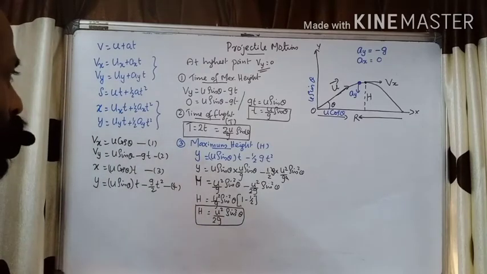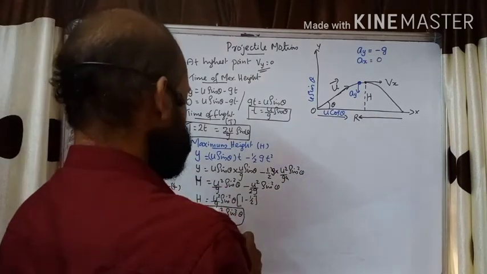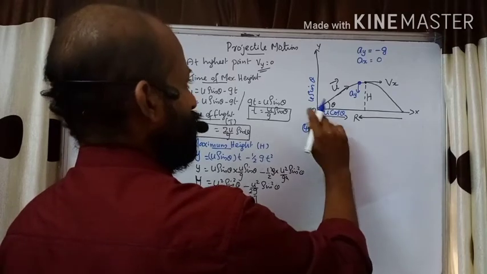Now we have another equation: range. Range is the maximum horizontal distance. So I'll write the equation for range. Range means it is the x position.